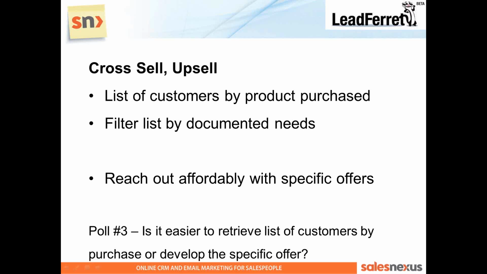So I have another poll here related to this. Let me start that here. Just as a frame of reference, is it easier to retrieve a list of customers by what they've purchased or for you to develop that specific offer? In other words, are you better at deciding what to offer those customers, or are you better at getting together the list of people to pick up the phone and call or email or whatever?